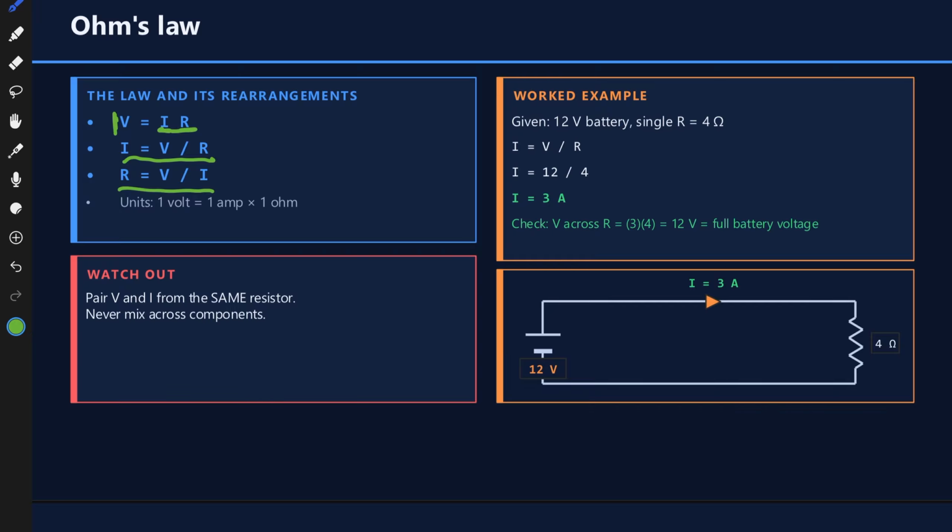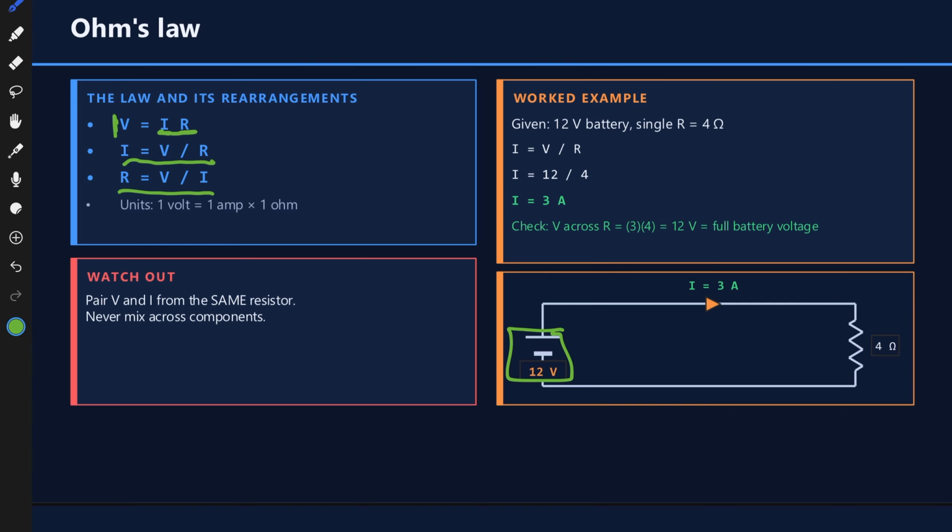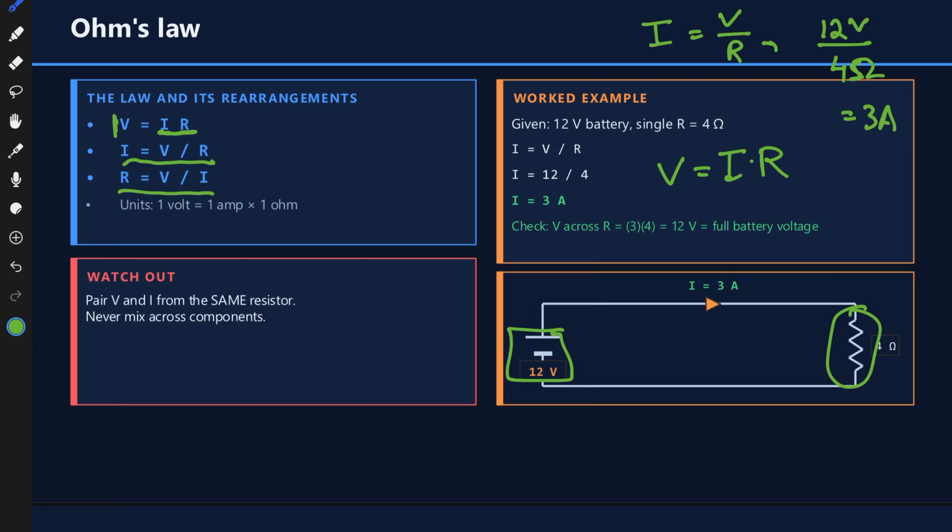So, 12 volt battery here. We have a single R equal to 4 ohm resistor over here. And now we need to find out the current. So the voltage is equal to I times R, the current times the resistance. If you need the current, we can rearrange that to be current is equal to voltage over R. So this is 12 volts over 4 ohms, or 3 amperes. So a volt over an ohm is an ampere. So that's a simple version.